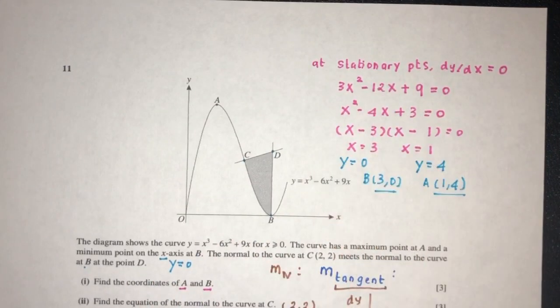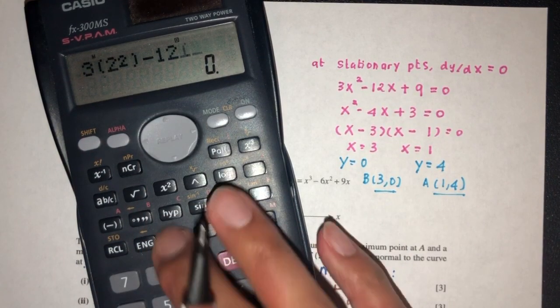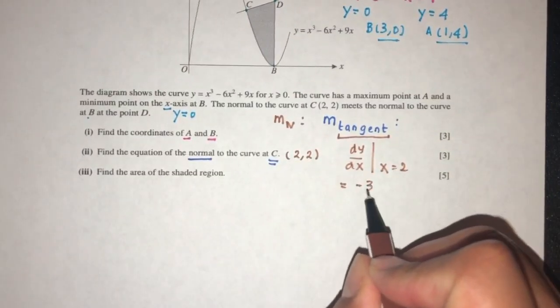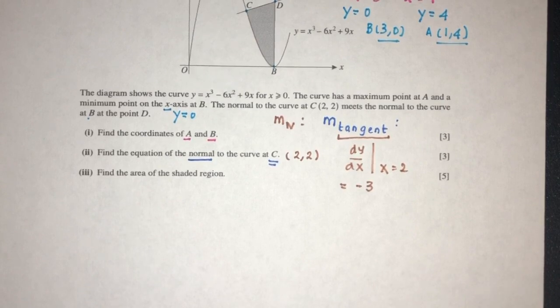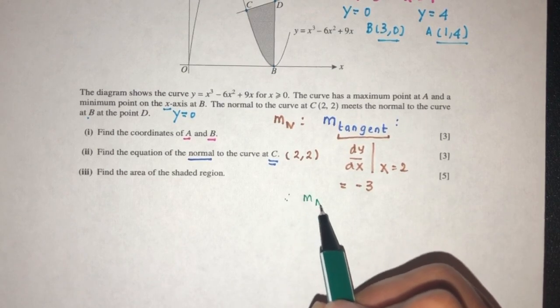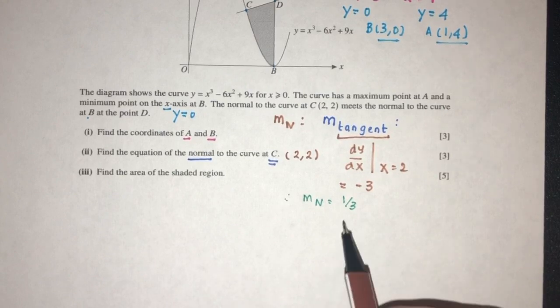Let's see, what do we have? Replace, this is dy/dx: 3 times 2 squared minus 12 times 2 plus 9. That should be minus 3. That should be minus 3 as my value of dy/dx. Okay, great. So what else do we need to have? From this, I can conclude that the gradient of normal has to be 1/3, because tangent and normal are at 90 degrees to each other, or perpendicular to each other. Because of that, we can derive this.